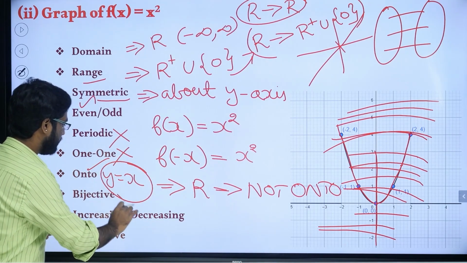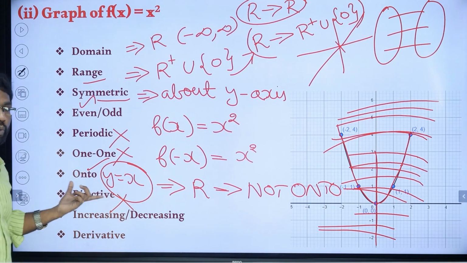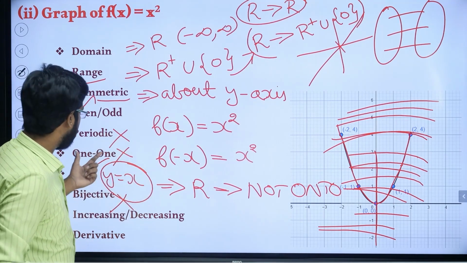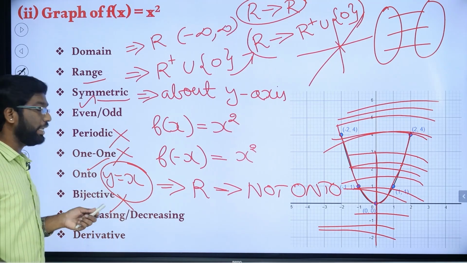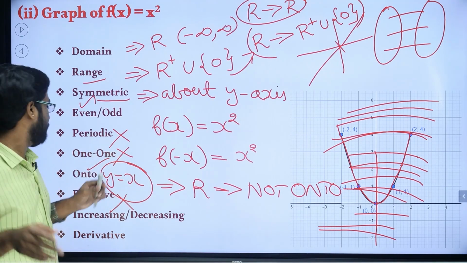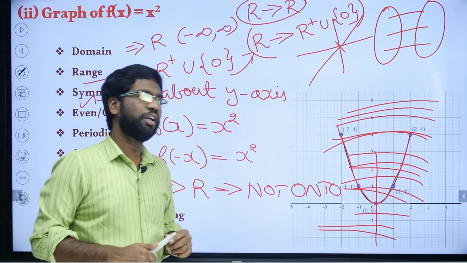So this function is not bijective, whether it is onto or not. Surely it is not one to one. In that case, I have the strong thing, which is that this is not a bijective function. Okay, my dear students. Whether this function is increasing or decreasing.